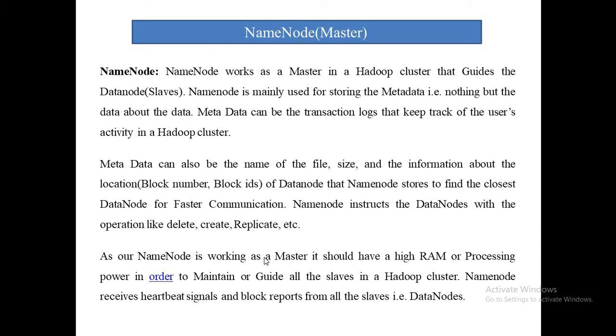Name node is a master, so it will keep the name of the file, size and information about the location. What do you mean by the location? Block number, block ID of the data node that the name node stores to find. So it is always working as a master. It has all the power to control the data node, to find the closest data node for faster communication.